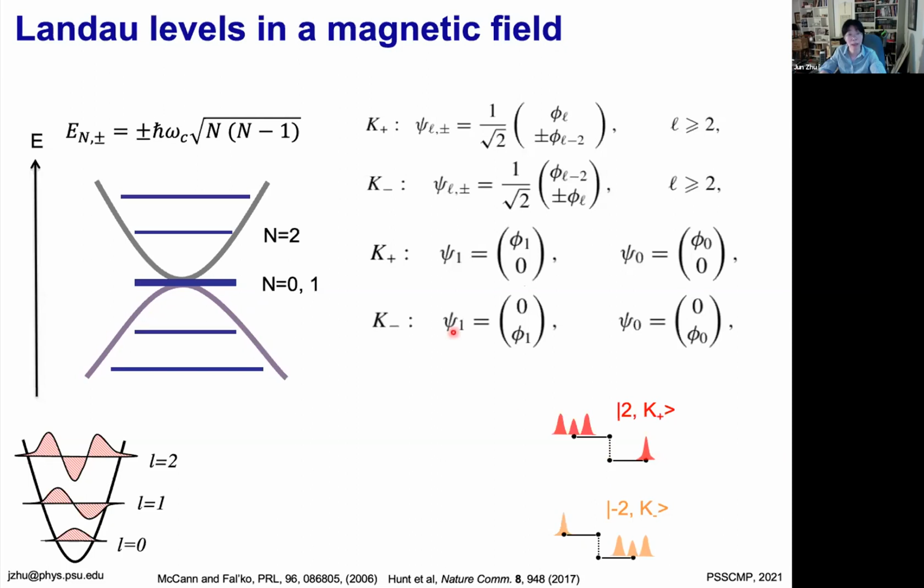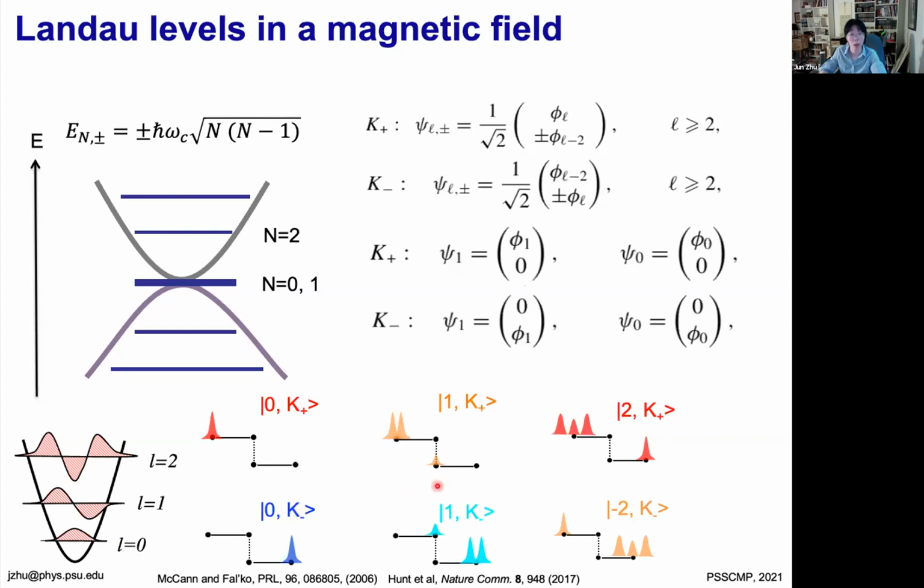But you can also see that N equals 1 and N equals 0 are very special in this case. For N equals 0, there is a valley-layer locking, so that the K plus wave function is entirely on one layer, and the K minus wave function is entirely on the other layer. You can see that from the drawings. And they take the ground state wave function of the harmonic oscillator.